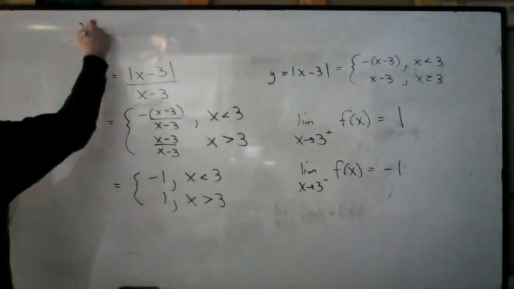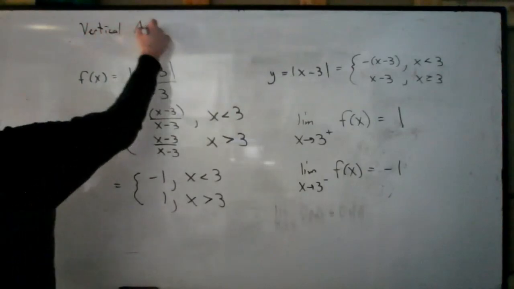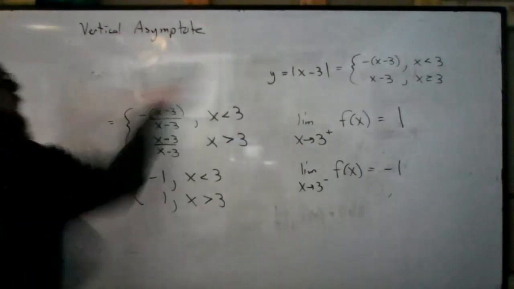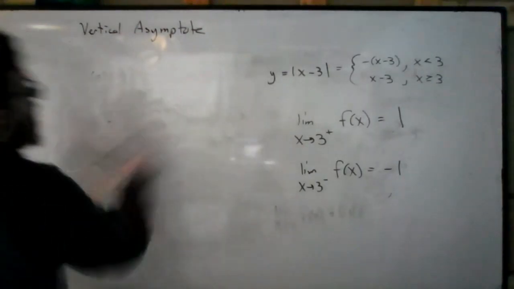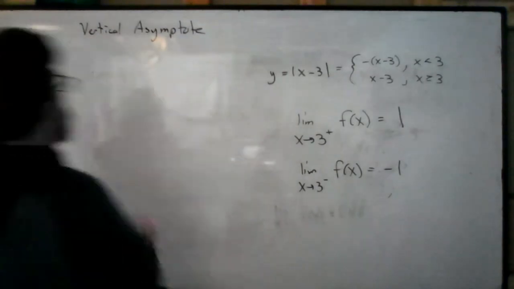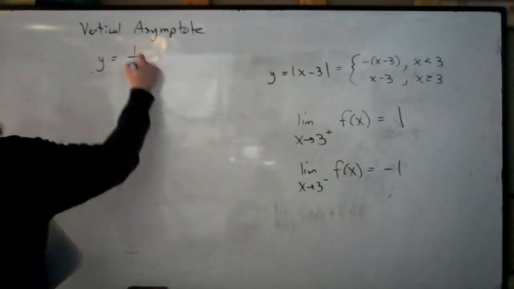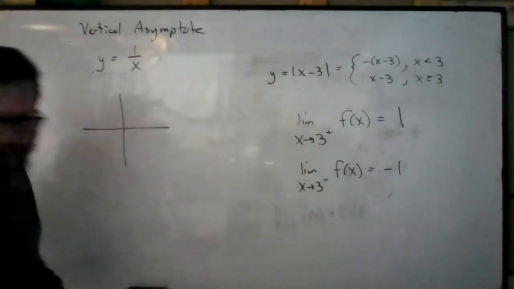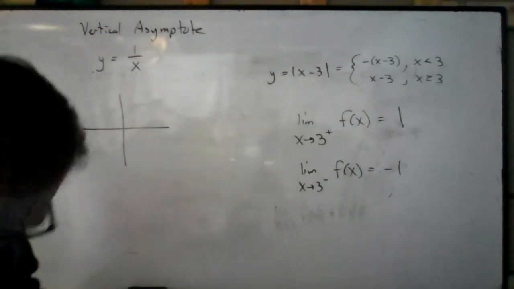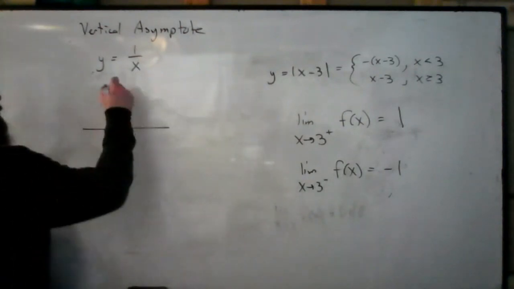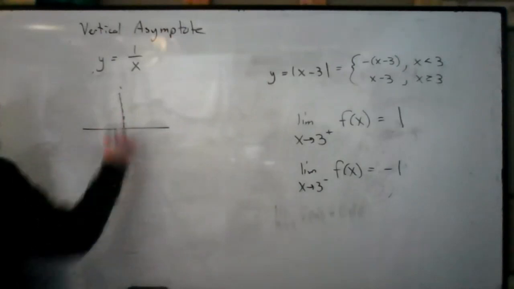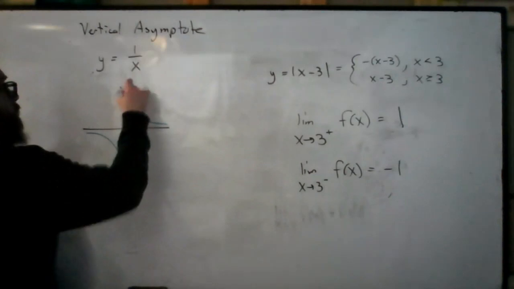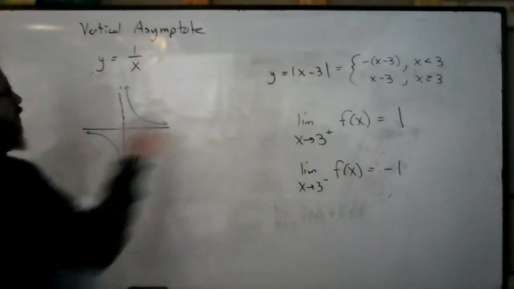Vertical asymptote. To look at vertical asymptotes, we use a parent function of y equal to 1 over x. We do it because it's a known function. And even though it has both horizontal and vertical asymptotes, we're really just looking at the vertical asymptote of x equal to 0. And we can see that it does this and then this. We'll get to its horizontal asymptotes in a little bit.